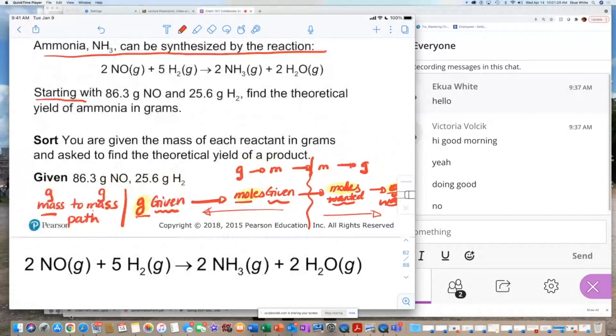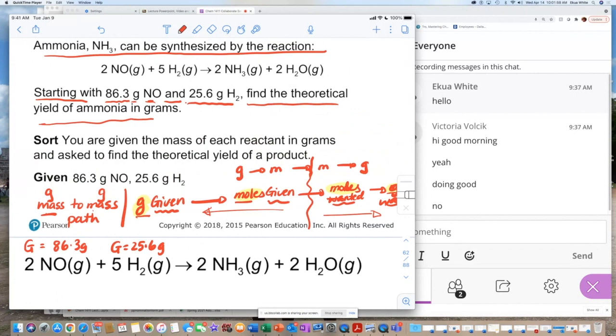I'm told starting with 86.3 grams of NO. So, this is my given, 86.3 grams of NO. And I'm given two givens, 25.6 grams of H2. And they're telling me find the theoretical yield of ammonia in grams.